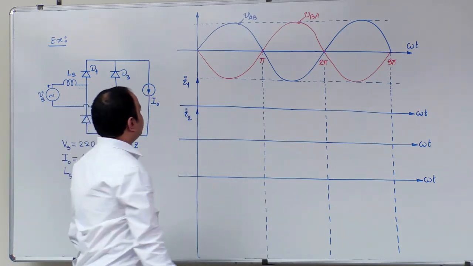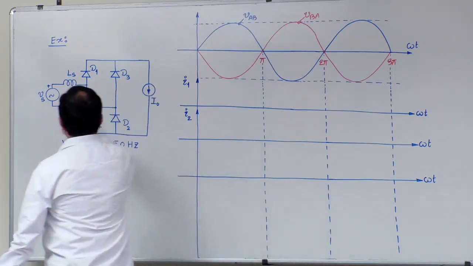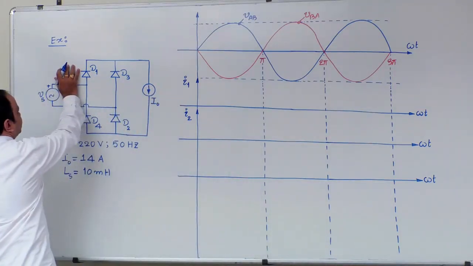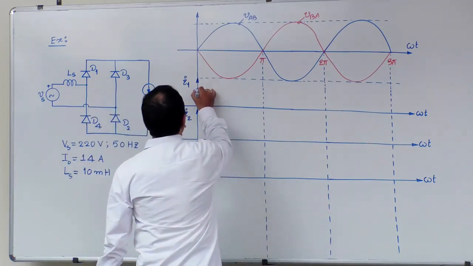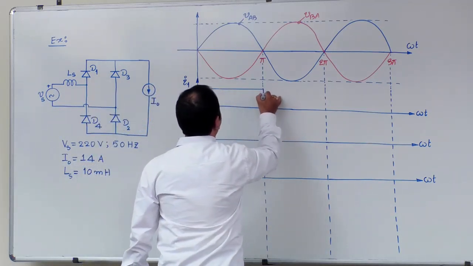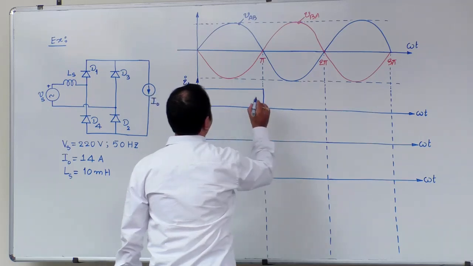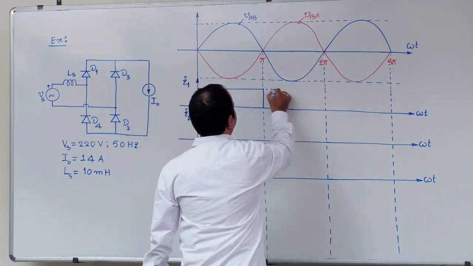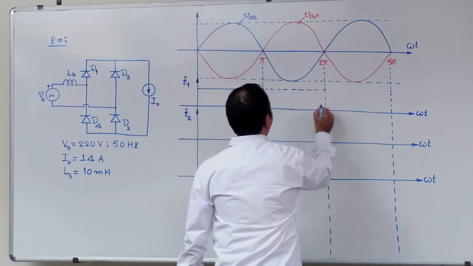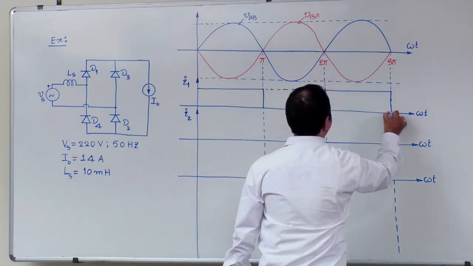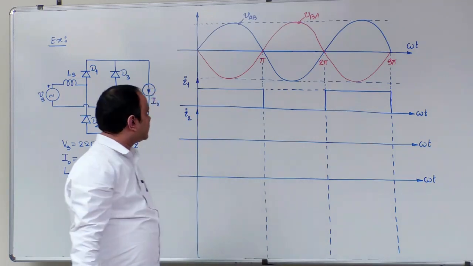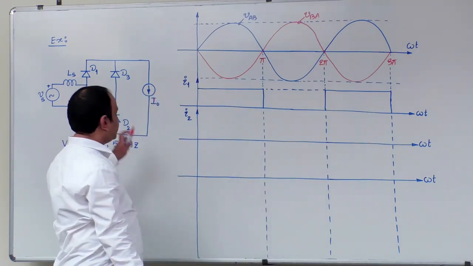First, let us take it without source inductance. So first, forget about the source inductance. If the source inductance is not there, the I1 waveform is from 0 to pi. Next, from pi to 2 pi, I1 current is 0. I1 current is nothing but the current flowing through the D1, D2 pair.